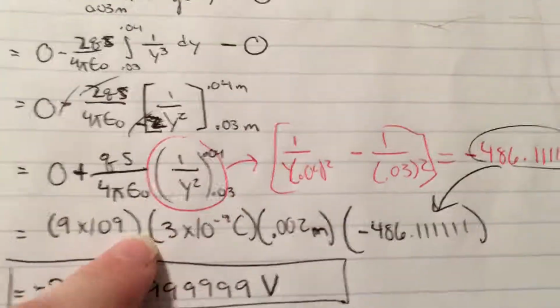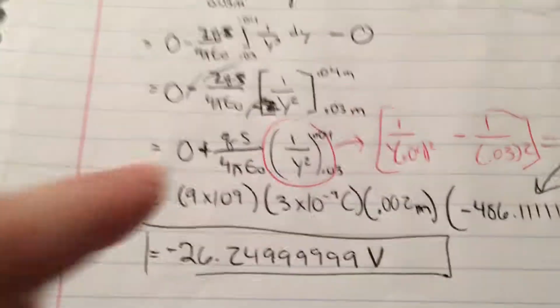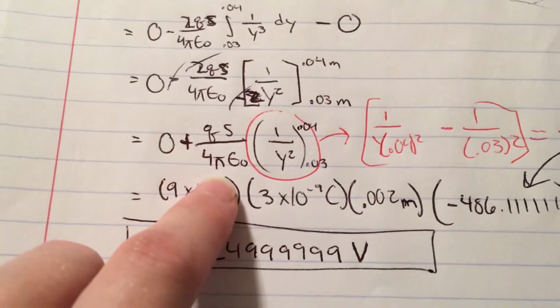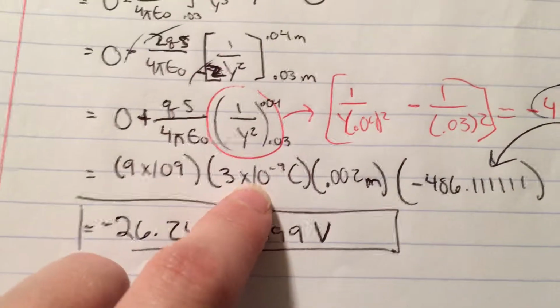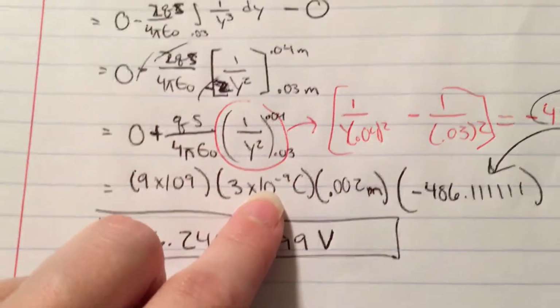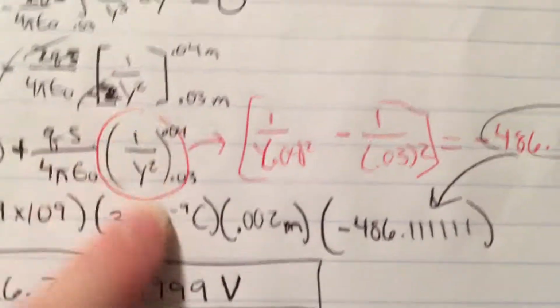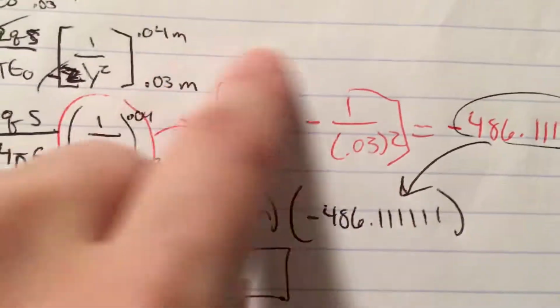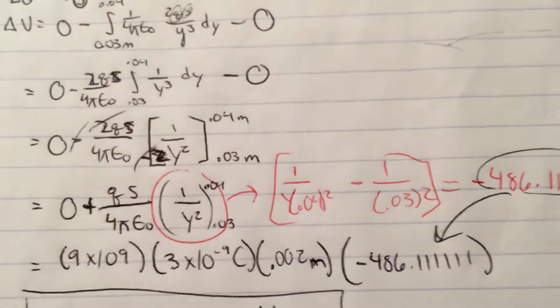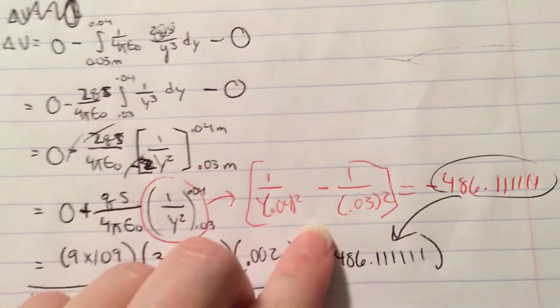And then I will go ahead and plug my values into my new equation. So I have 9 times 10 to the 9th, which is 1 over 4 pi epsilon naught. 3 times 10 to the negative 9th, which is my q, the charge of my dipole. And then I have 0.002 meters, which is my s, from 2 millimeters, times my new value that I solved for over here, negative 486.11111111, which is my y value now.